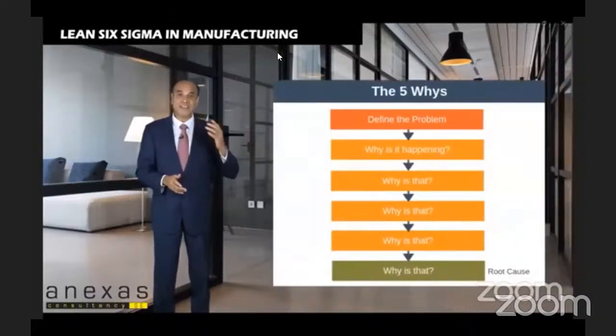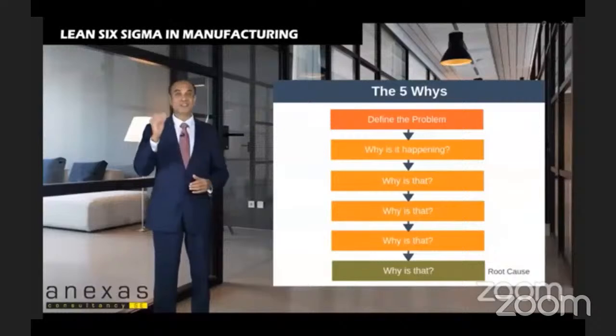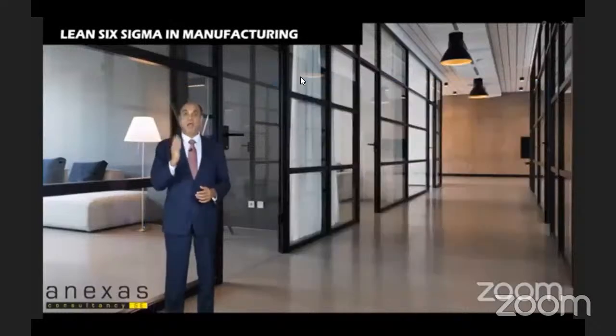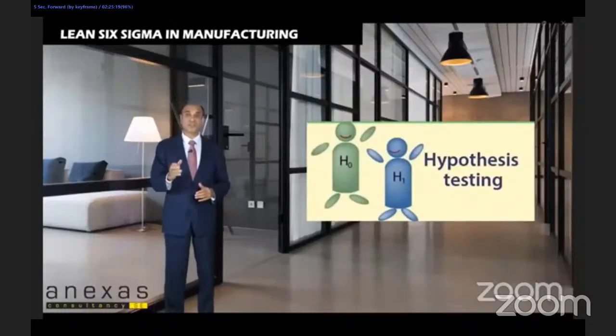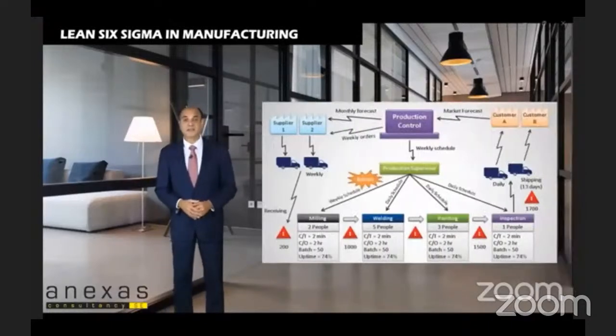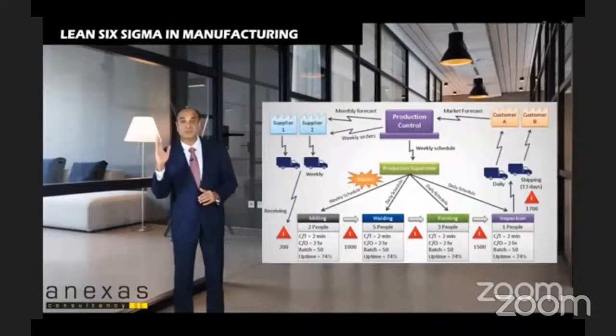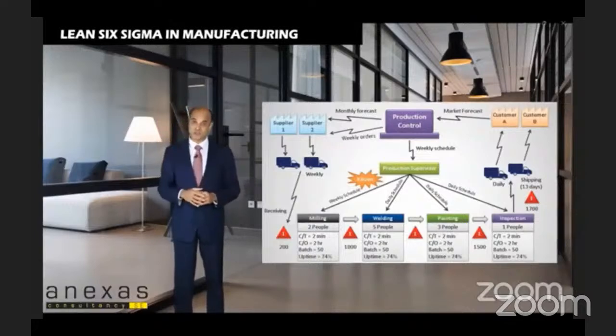Then we have 5 Whys. Ask why 5 times and you will get to the root cause of the problem. Hypothesis tests can get the root cause with 95% confidence. Value stream mapping. It is used for defining and assessing the movement of the raw materials from the beginning of the process to delivery to the customer. It is a way in which the current state of a process is documented and the future state is visualized.